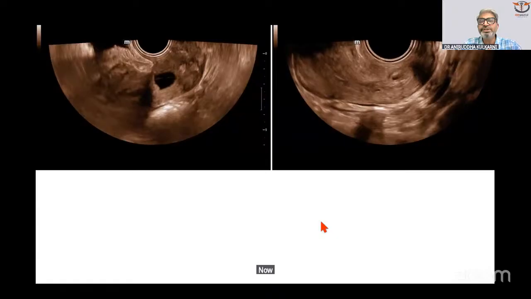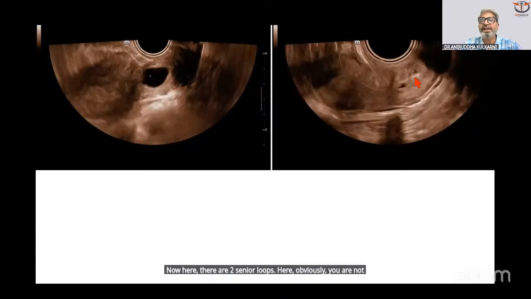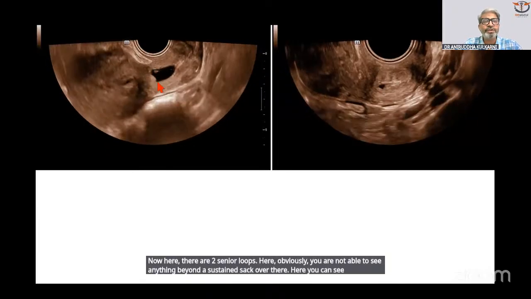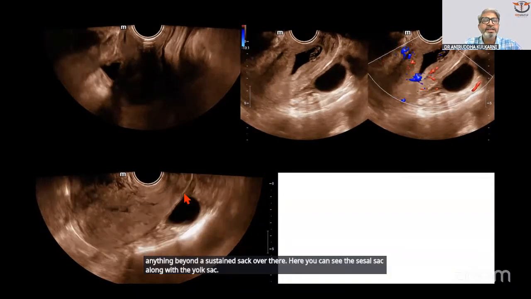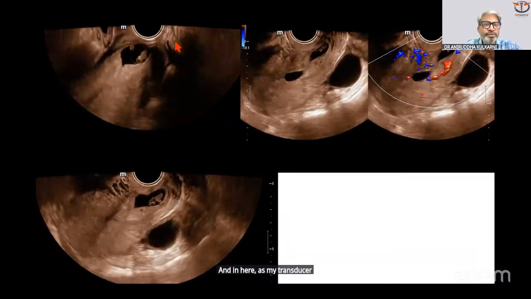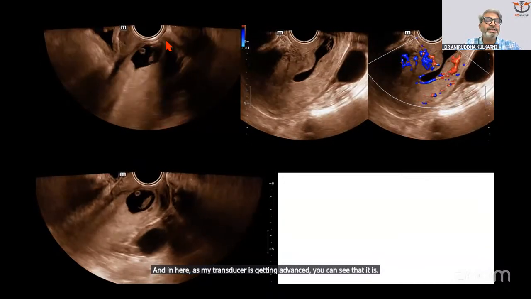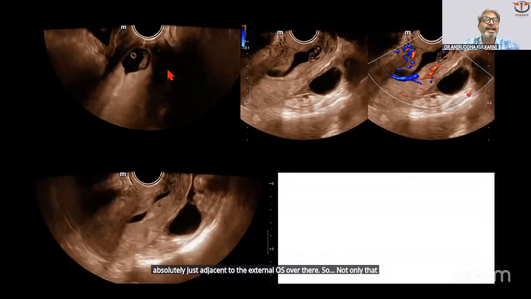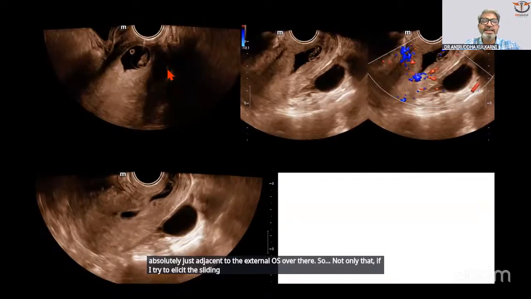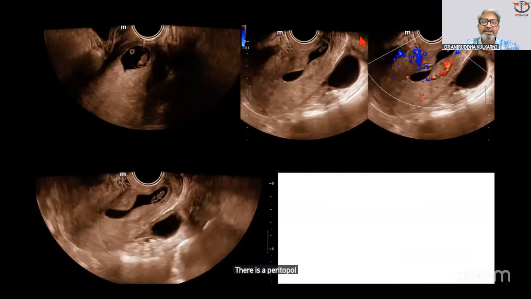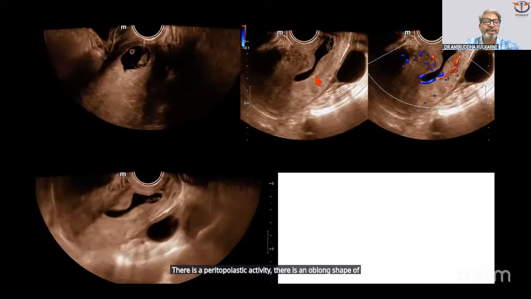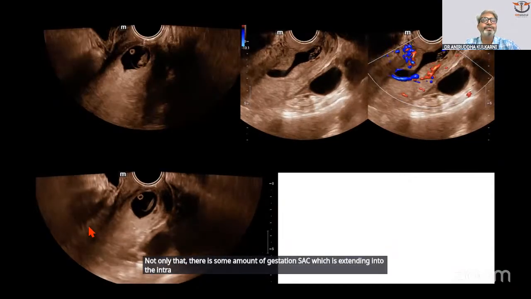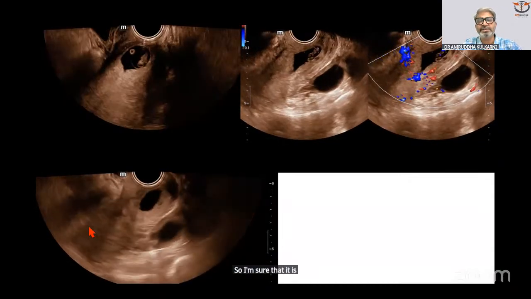Now here there are two cine loops. Here obviously you are not able to see anything beyond a gestational sac over there. Here you can see the gestational sac along with the yolk sac. In here, as my transducer is getting advanced, you can see that it is absolutely just adjacent to the external os over there. Not only that, if I try to elicit the sliding sign, I can say that there is no peritrophoblastic activity, there is an oblong shape of the gestational sac. Not only that, there is some amount of gestational sac which is extending into the intrauterine cavity. So I am sure that it is nothing but a cervical stage of miscarriage.